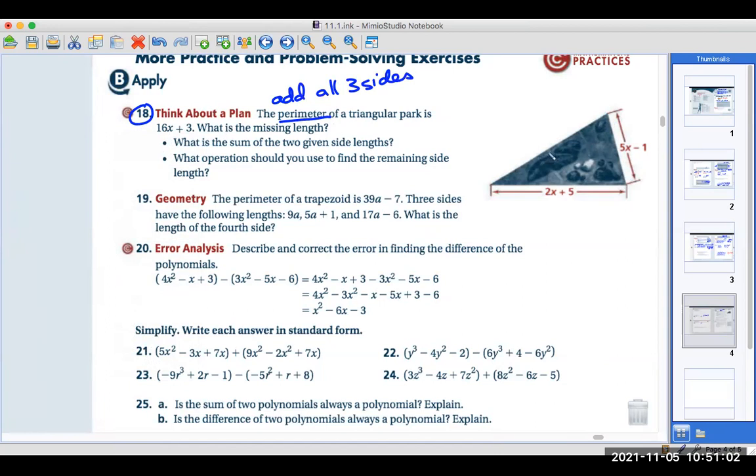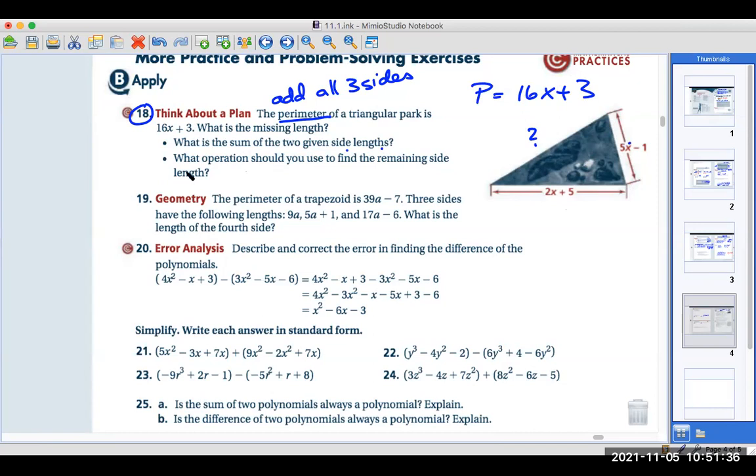So you have to add these expressions. Yeah, remember the lesson is on adding polynomials. So you're going to add this plus this. But you don't know what this is. Your job is to figure out what this length is. The perimeter of a triangular park, so there's our triangular park, is 6. Oh, but we know the perimeter is 16x plus 3. So when you add all the sides, your answer should be 16x plus 3. What is the sum of the 2 given side lengths? This one and this one.